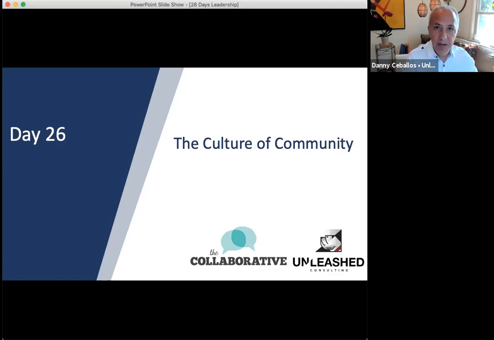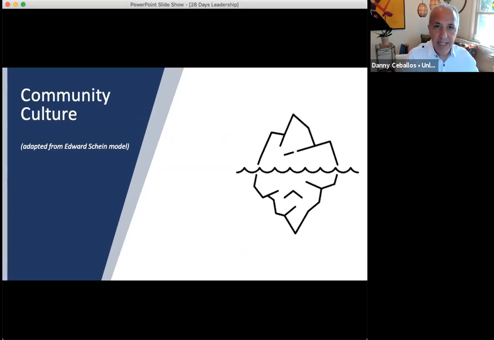So we're going to be using a model that is primarily developed by Edgar Schein, and he developed this model quite a few years ago to help us understand how to work with organizational culture. And he basically says that we can think of, and this is what I want you to think of for your community, three different layers of culture.